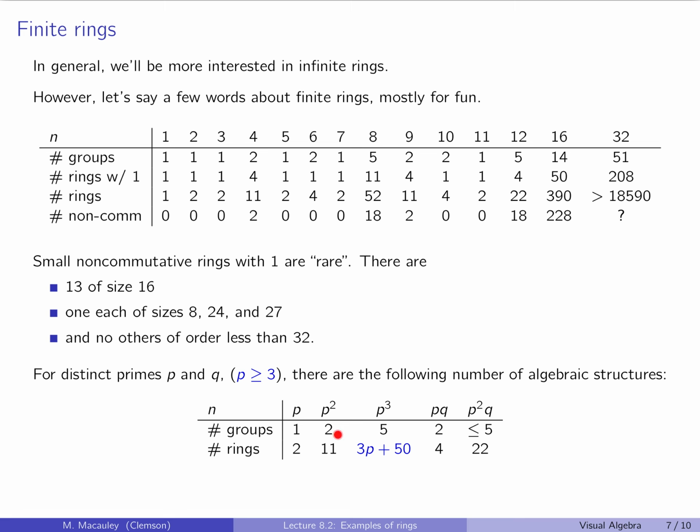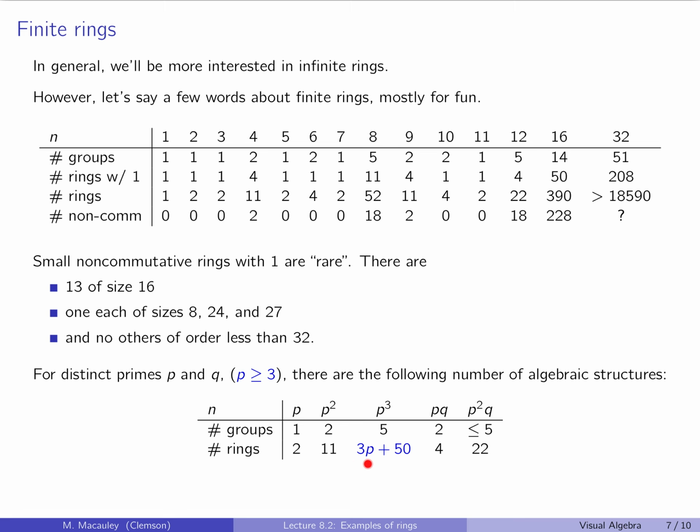So for order P squared, there are 2 groups. There's a cyclic group, and then Z_P cross Z_P. And then for rings, there's 11 of them, and we just saw 11 of order 4, and that pattern generalizes for arbitrary primes P in the predictable manner. Finally, groups of order P cubed, there are 5, and for rings, there are 3P plus 50.